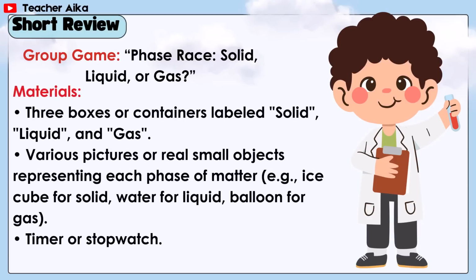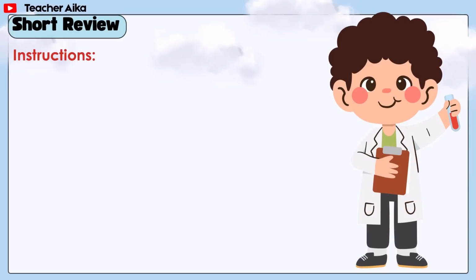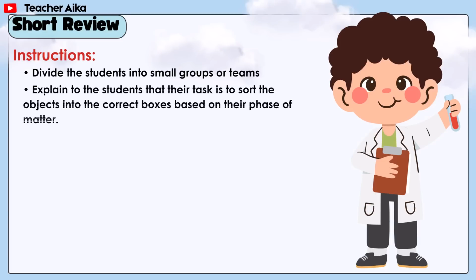Materials: 3 boxes of containers labeled solid, liquid, and gas. Various pictures of real small objects representing each phase of matter. Example, ice cube for solid, water for liquid, balloon for gas, and timer or stopwatch. Instructions: divide the students into small groups or teams.